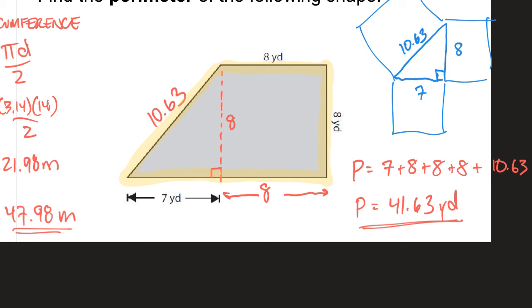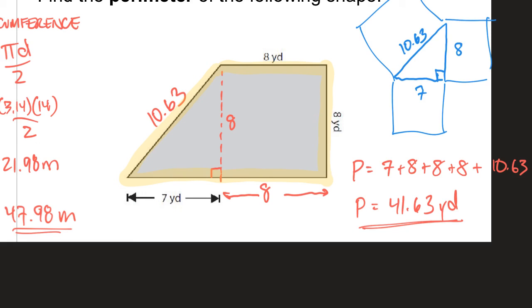Then what I did is I highlighted the whole perimeter in yellow, right? So we want to find the perimeter: this, plus this, plus this, plus this, plus this. And then I just added them up. 7 plus 8 plus 8 plus 8 plus 10.63. It gave me 41.63. Notice how I did not include this 8 because it's not part of the perimeter.